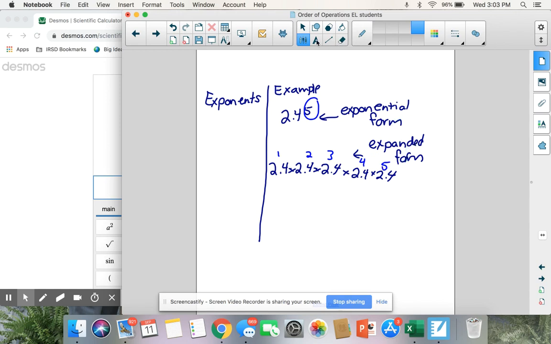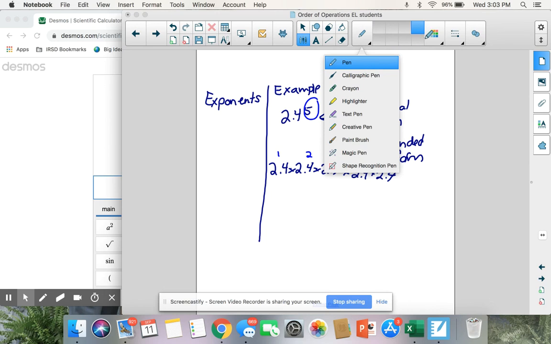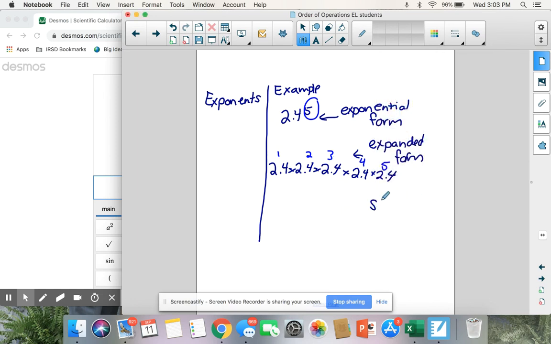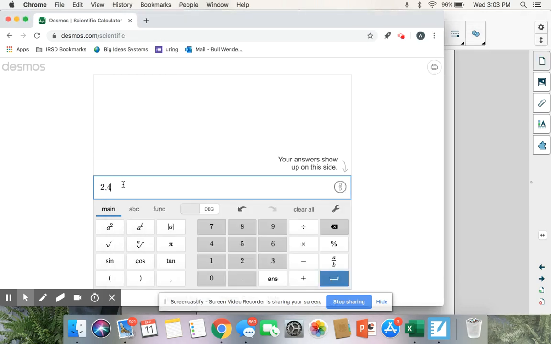So then I can write this one other way. I have exponential form, I have expanded form. Now I can write this in what we call standard form. In standard form, I simply find the solution or write the number. And you can use a calculator for this, okay? No problem at all. So you get 2.4 times 2.4 times 2.4 times 2.4 times 2.4.